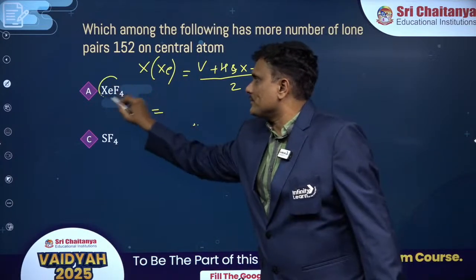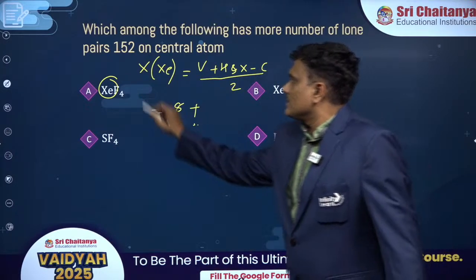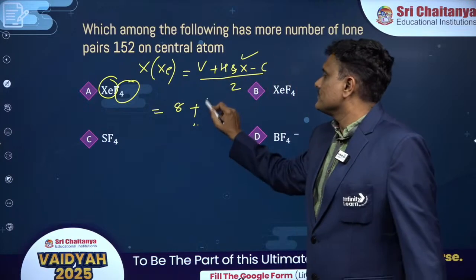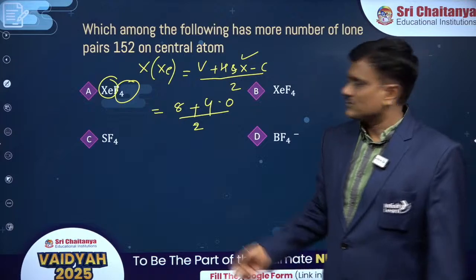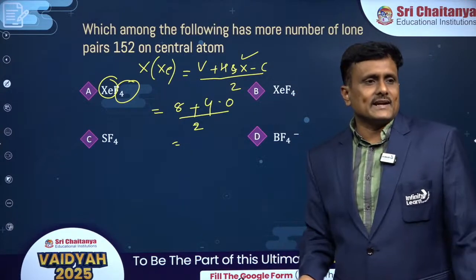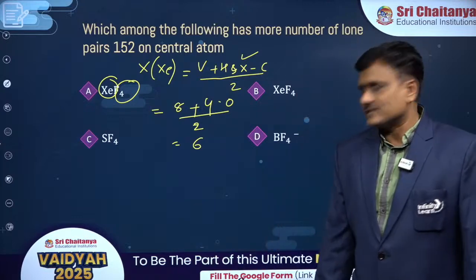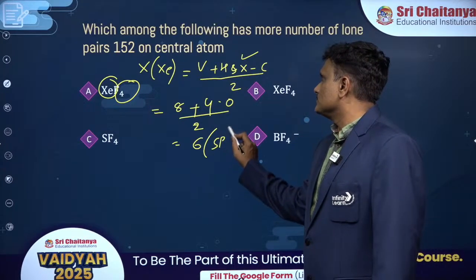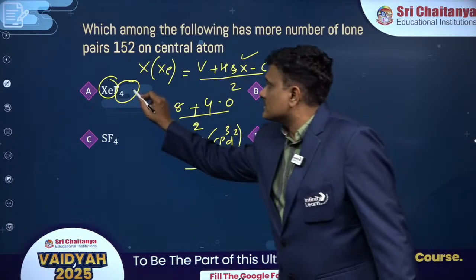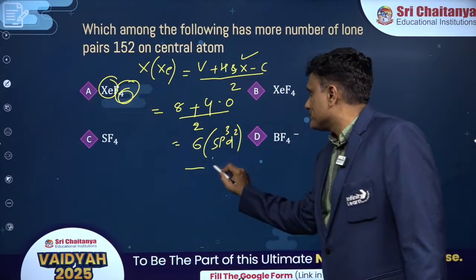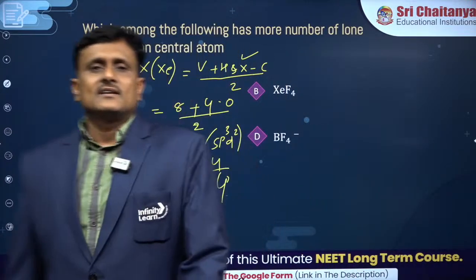Valence electrons of xenon, it belongs to the 8th group, plus 4 halogens attached. There is no charge, by 2. So you can see that this value turns out to be 8 plus 4 by 2, which is equal to 12 by 2, which is 6. That means hybridization is sp3d2, minus the number of atoms represented as bond pairs gives you the lone pairs. So you can see that xenon has 2 lone pairs in XeF4.